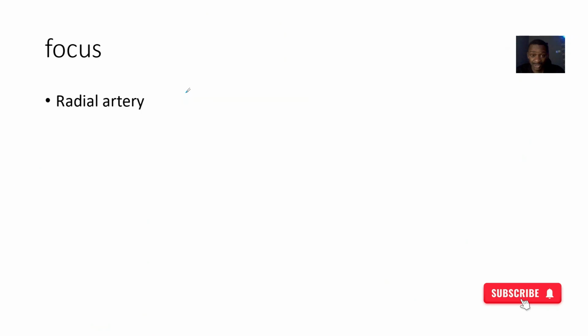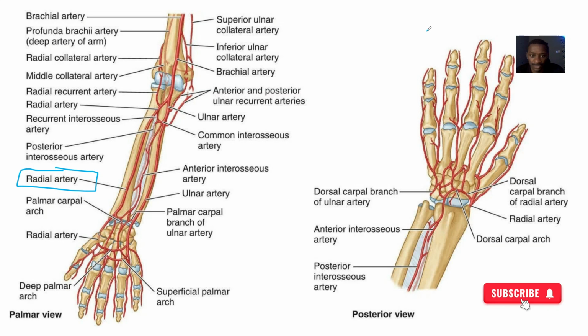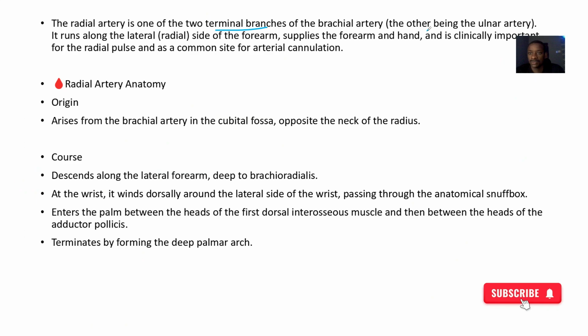So the radial artery, just so you know, is actually one of the two terminal branches of the brachial artery. The other one is the ulnar artery, of course. So it runs alongside the lateral, that's radial side of the forearm. It supplies the forearm and the hand. It's clinically important for the radial pulse, and because it is a common site for arterial cannulation. If you want to put a cannula, okay, you got that there.